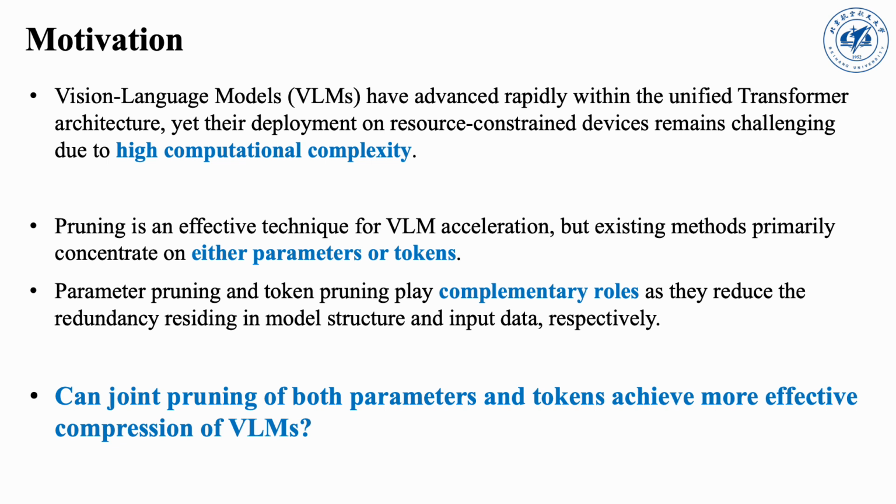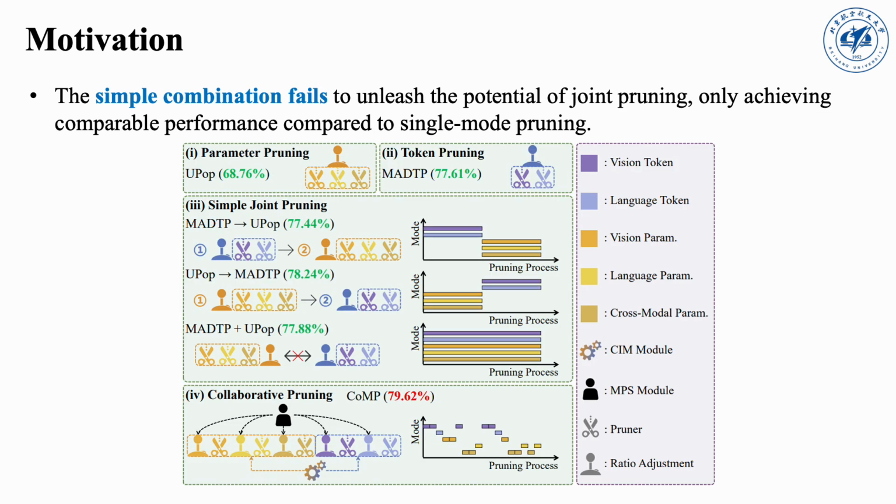Intuitively, parameter pruning and token pruning play complementary roles as they reduce the redundancy in model structure and input data, respectively. This motivates our investigation: can joint pruning of both parameters and tokens achieve more effective compression of VLMs? However, this simple combination fails to unleash the potential of joint pruning, only achieving comparable performance compared to single-mode pruning.